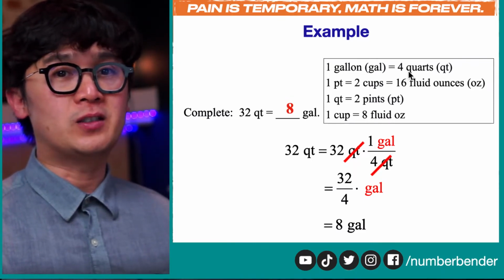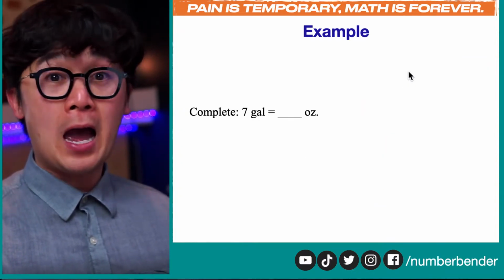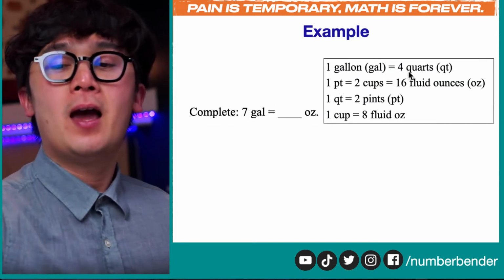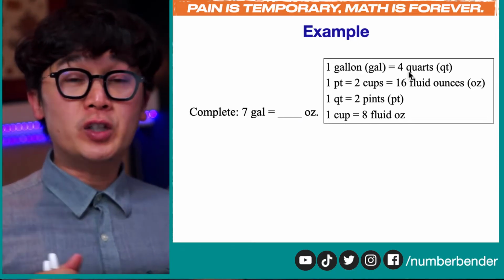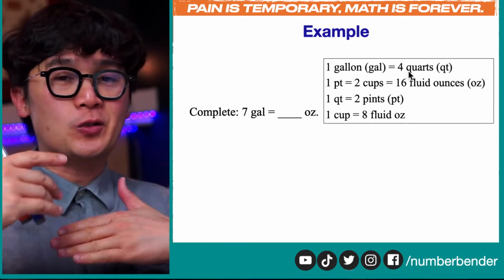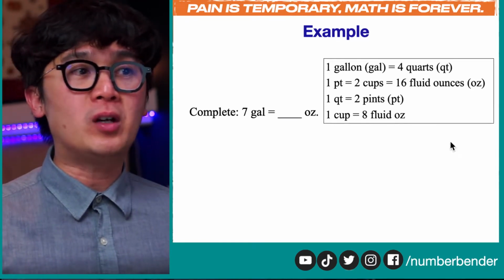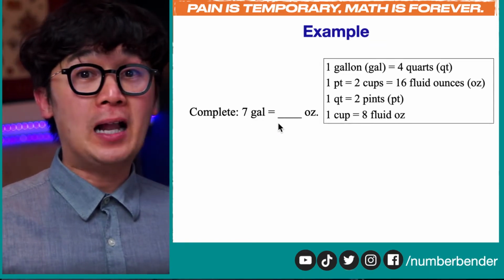So let's have another one, and let's change 7 gallons into ounces. And our cheat sheet, again, will help us find our conversion factor. Sometimes the conversion factor needs to go through several steps so that we'll be able to achieve our goal, which is to find the conversion factor from gallons to ounces.